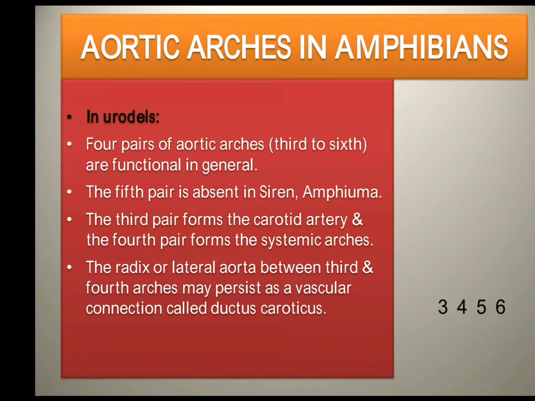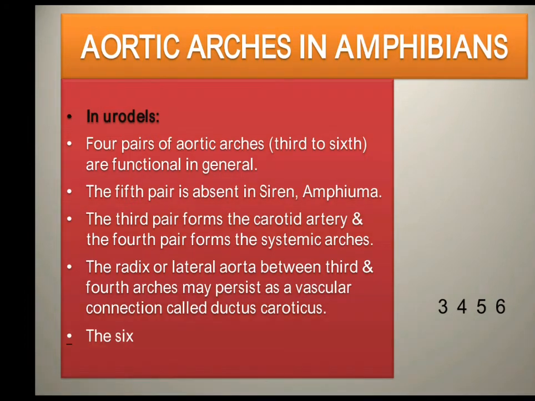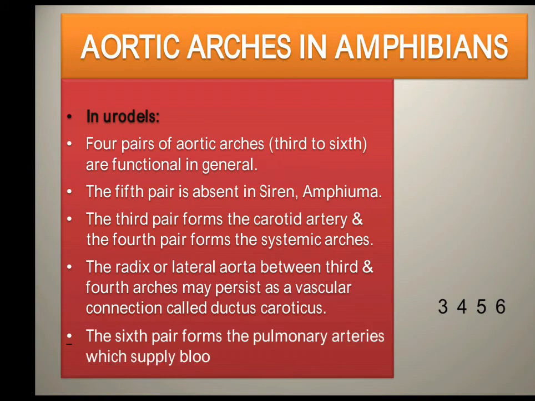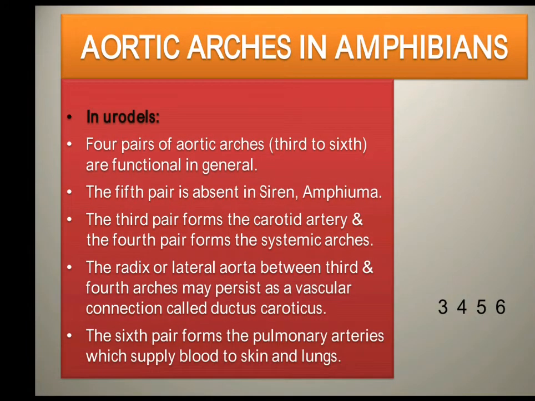Now this is a very, very important thing. So first of all, I should give you some idea about the 6th one also. Then I'll be taking this point. So the 6th pair, the last pair, forms the pulmonary arteries which are supplying the blood to the skin and the lungs. Here we should emphasize the skin also, because in amphibians the blood is also going to the skin for oxygenation.